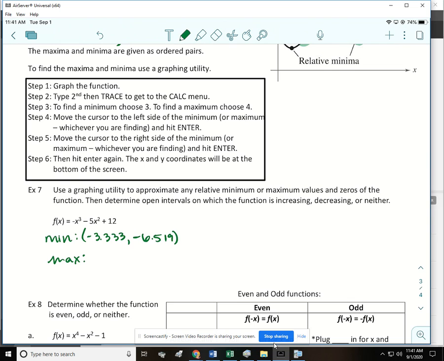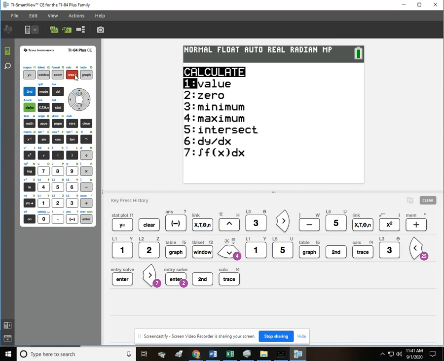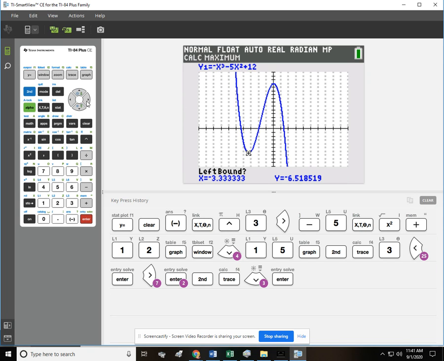All right, for our maximum, we're going to do pretty much the same thing, just a different button. So second trace, for maximum, we choose number 4. There's our little flashing cursor. We're going to move it closer to the maximum, but since this is the left bound, we have to stay on the left side of it. Hit enter, hit the right arrow, move to the right side of it, hit enter, and then enter one more time.